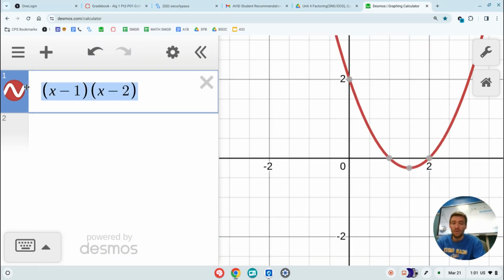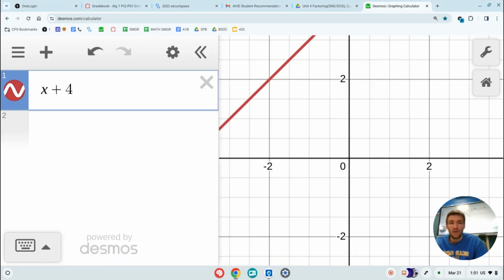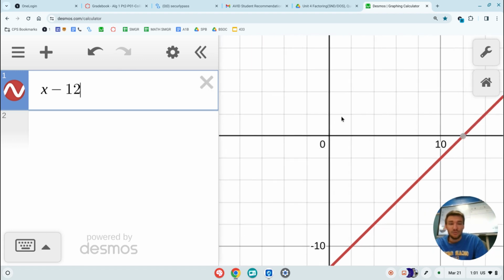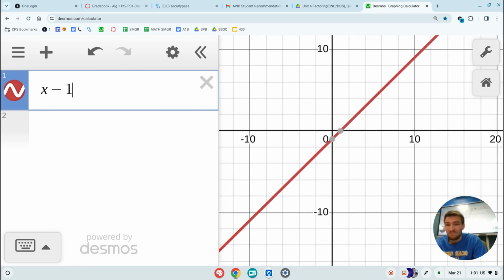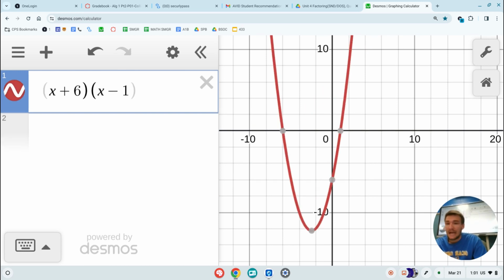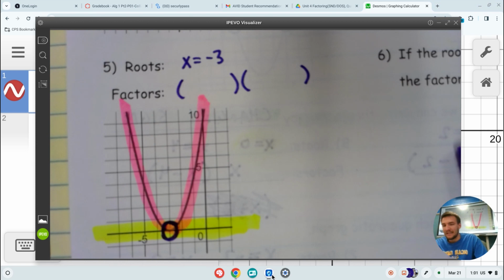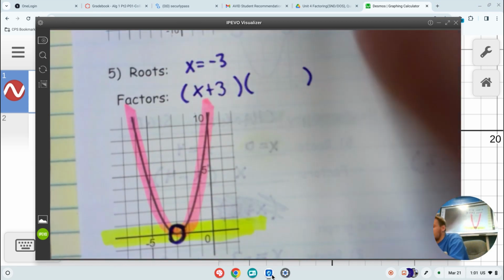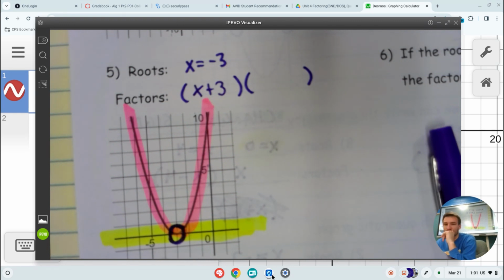Because if you only have one, x plus 4, it's not a U. If you only have one, x minus 12, it's not a U. If you only have one, x plus 6, it's not a U. Once you have 2, now it's a U. So you are guaranteed to have 2 factors. But when I look at this, I see one of them. I don't see the other one.